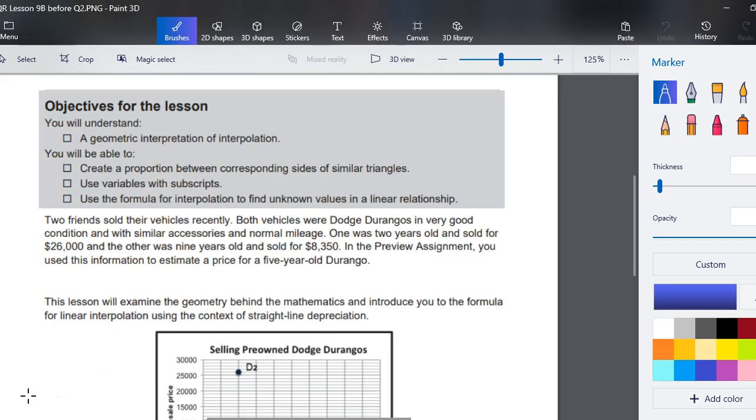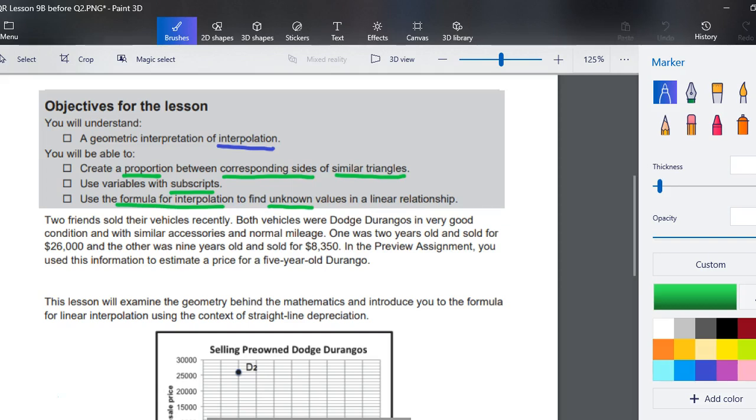Objectives for this lesson include that we will understand a geometric interpretation of interpolation. We'll be able to create a proportion between corresponding sides of similar triangles, and that's what we just looked at on question 1. We're going to use variables with subscripts, and we're going to use the formula for interpolation to find unknown values.